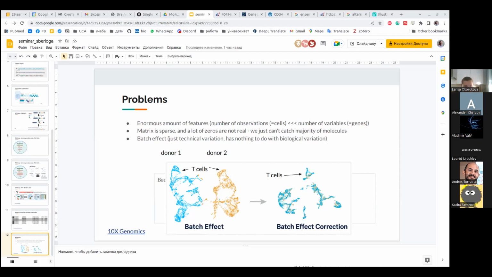How we deal with the problem of an enormous amount of features. So we actually throw away all the features which have zeros in all cells, and that helps us to reduce the number of features 3 times. So let's say from 60,000 to 20,000 features. And then, even as a biologist, I would like to use some kind of regression, so I can see which features are the best ones to describe this.